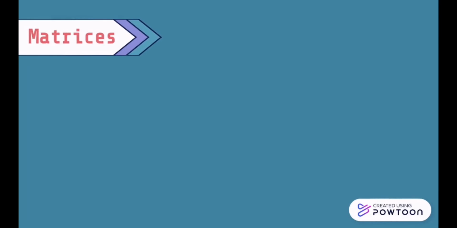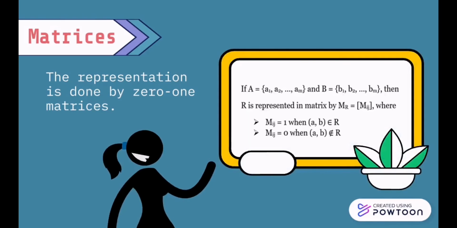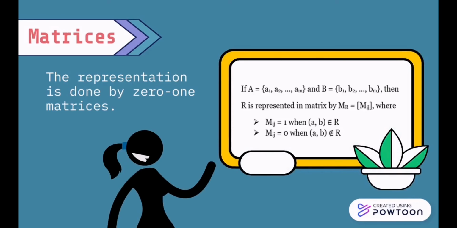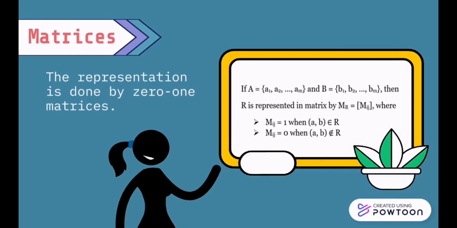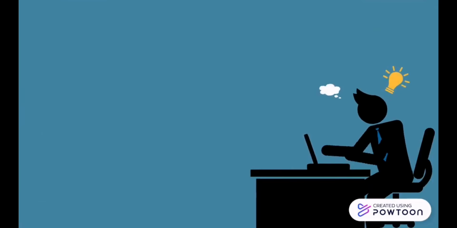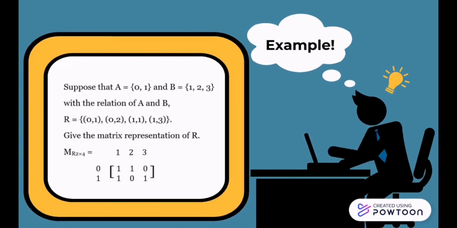First, matrices. We use 0, 1 matrices to represent a relation. Matrix element is denoted as 1 if it is an element of the relation. Otherwise, it is written as 0. In this example, the ordered pairs are written as 1 except (0, 3) and (1, 2) because they are not elements of relation.